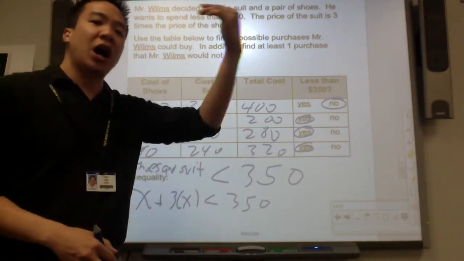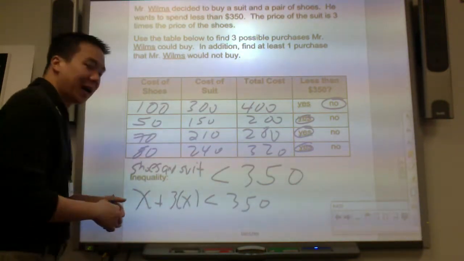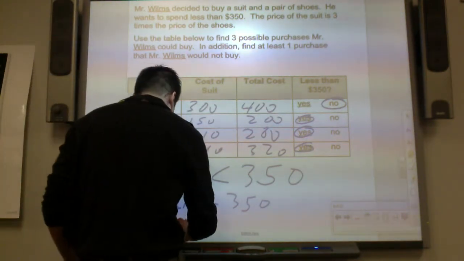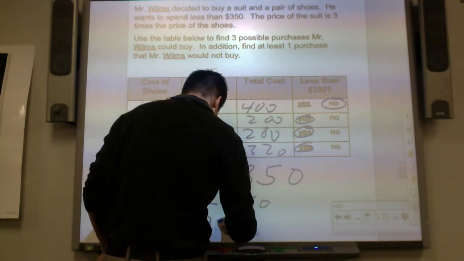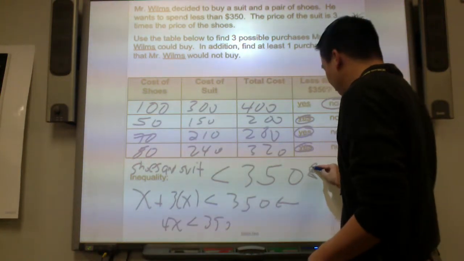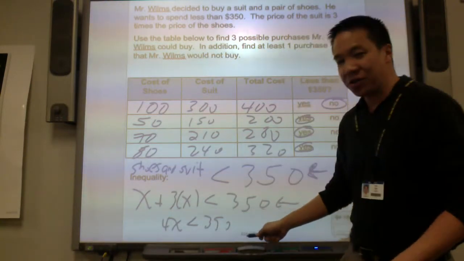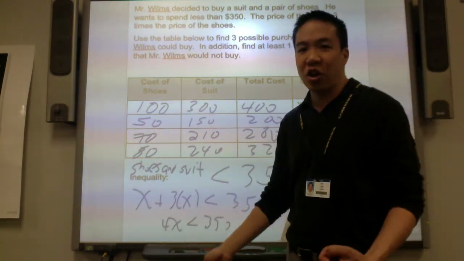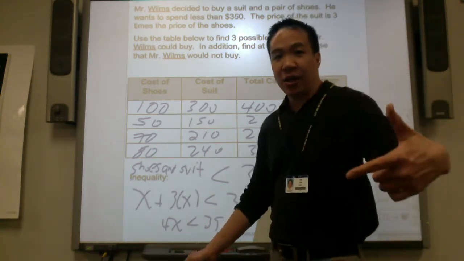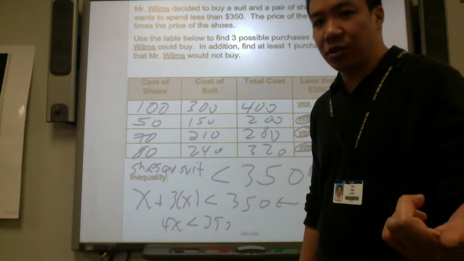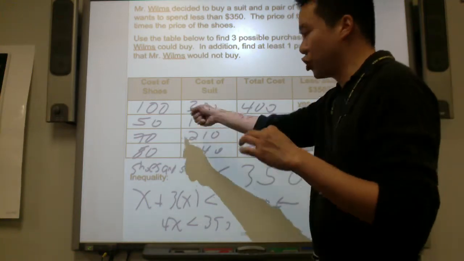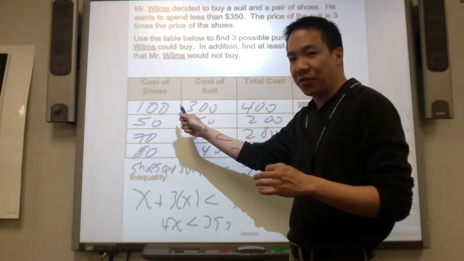Then take it more into high school. In high school, your teacher will ask you to simplify this. What is x plus 3x? 4x is less than 350. I'm okay with this one or this one for junior high, the first two. But in high school, your teacher will ask you for 4x, and then you will have to solve it so you can know every instance. In our next YouTube video, we will actually solve this, so we will know what your shoe price has to be.